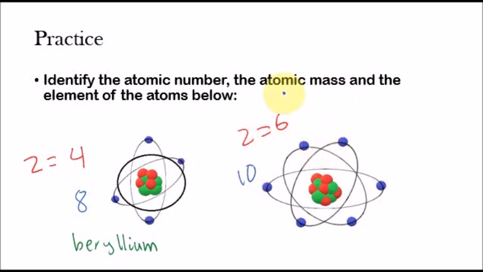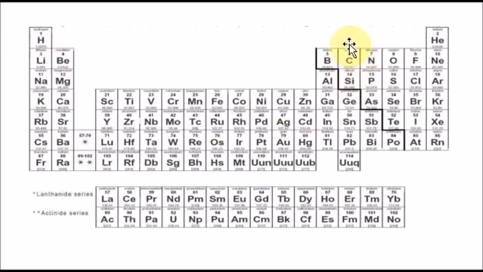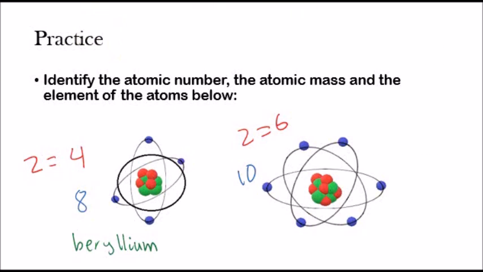And then in order to identify the element, we have to look at the atomic number. So the atomic number is 6. So if you go back to the periodic table, I think I already mentioned this. It says here that for an atom which has an atomic number of 6, that element is carbon. So this atom here is the element carbon.